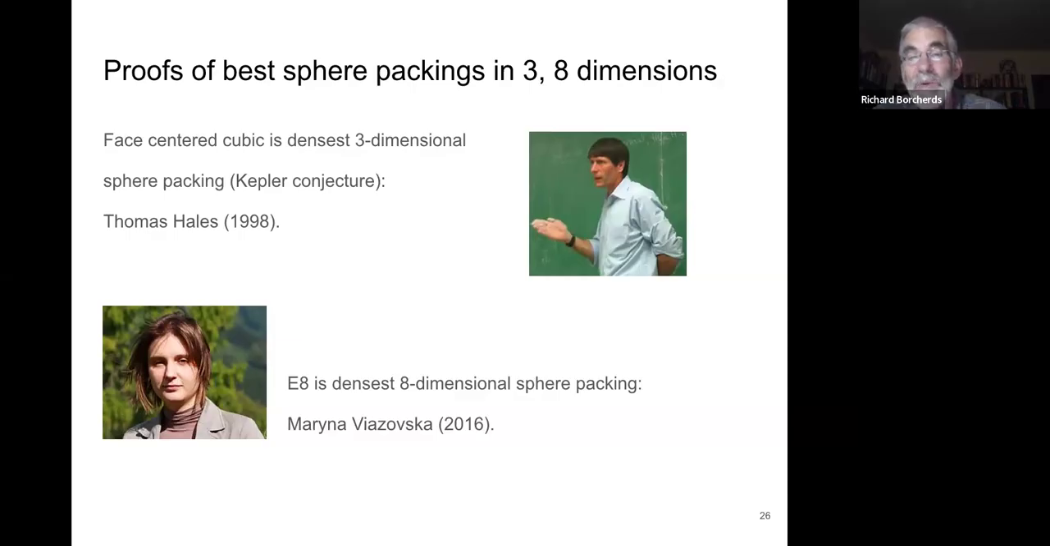The proofs in 8 and 24 dimensions were found by Maryna Viazovska about 10 years ago. And she has this really, really bizarre argument that only works in these dimensions, and people have tried very hard to make it work in other dimensions, but it just doesn't seem to work. There's something very peculiar going on in these 2 dimensions.